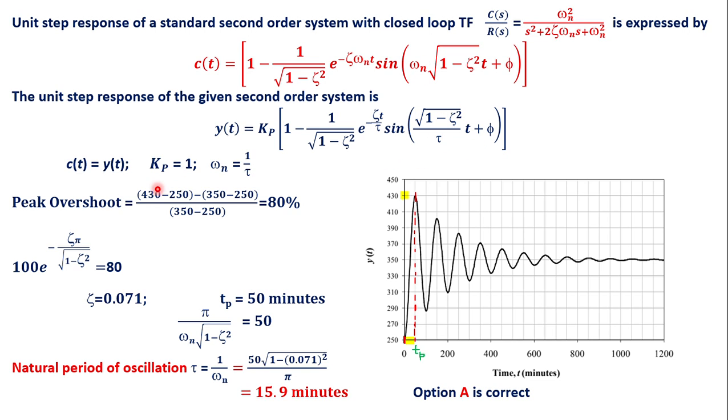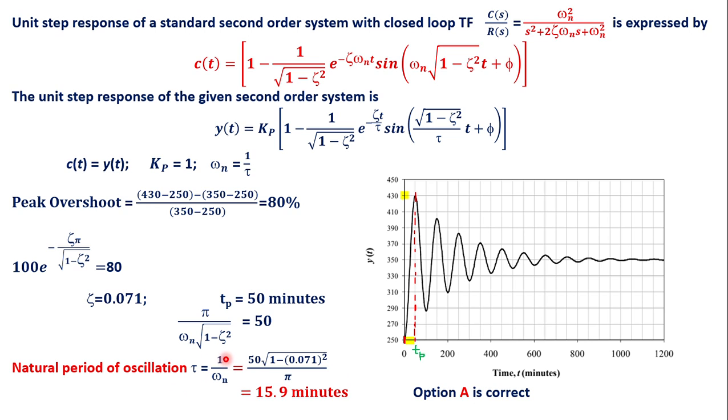So same thing, that is what I have written, c of t equal to y of t, kp equal to kp, instead of 1 we have kp, that's all. Actually it is not the meaning of kp equal to 1, instead of 1 we have kp, that's all. So omega n is equal to 1 by tau. Now if you see the response, from this response we have to find out natural period of oscillation, tau.